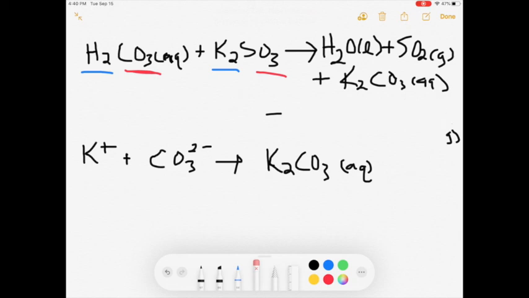Okay, then last thing to do is to balance. So we have 2 potassium, 2 potassium. We have 2 hydrogen, 2 hydrogen, 1 carbonate, 1 carbonate, 1 sulfur, 3 oxygen. So it's balanced. So we're all done.